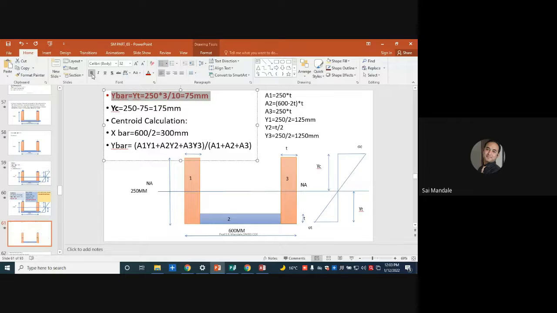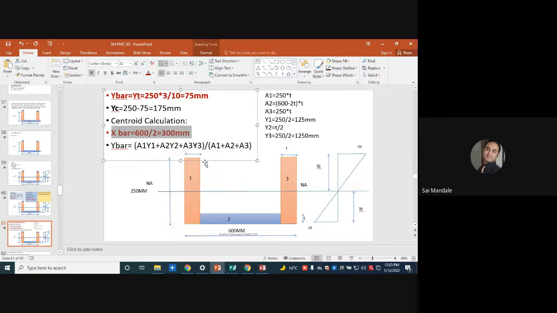We know y bar, we know yt, we know yc. Now x bar, as usual: if it is a mirror image, it is divided by 2. If it is not, then we have to apply the formula. But here it is a mirror image, so I am calculating the value of x bar directly as 600 divided by 2, which is 300. Mirror image.